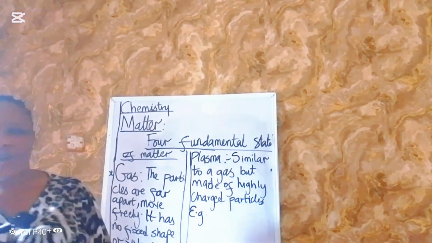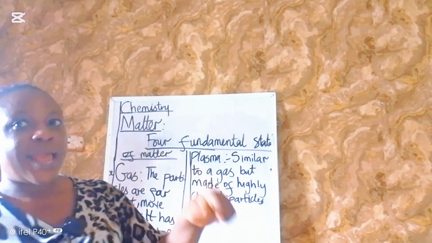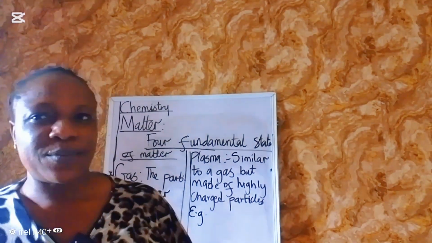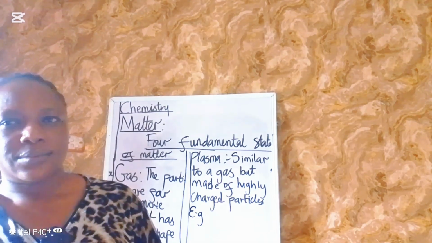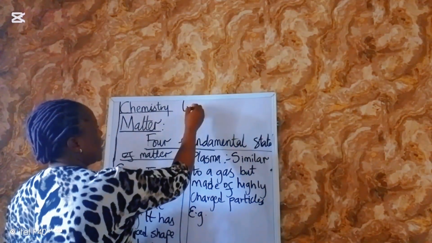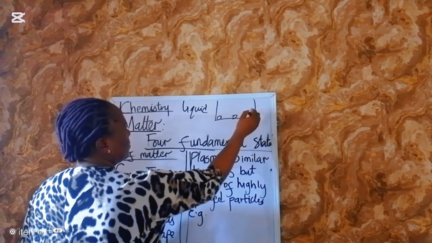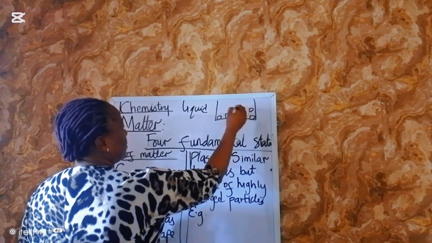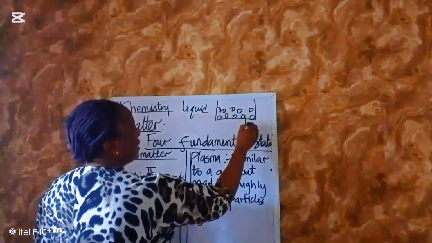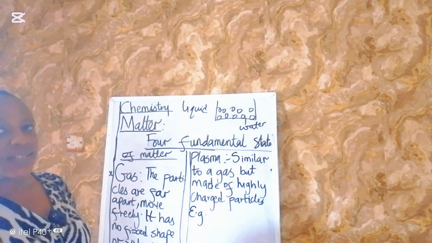Another state of matter is gas. We have talked about solid, we've talked about liquid, now is gas. And the examples of liquid, yes, it's water. The particles of liquid are closely packed, but they are not tightly packed. So examples are our water and our juice.